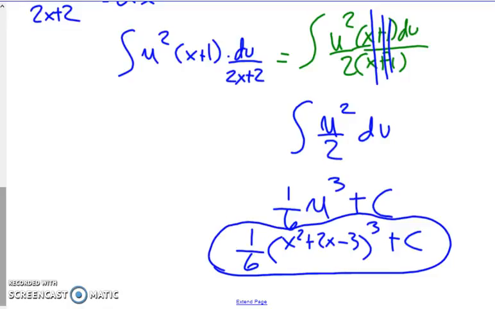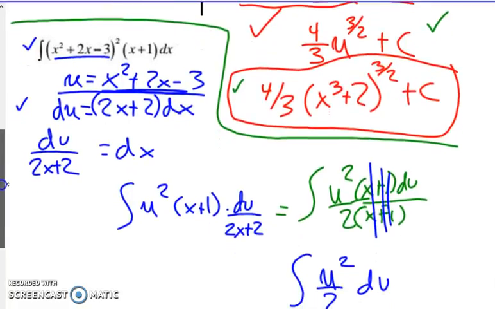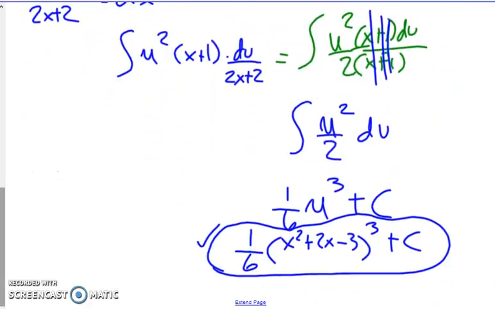Again, we're taking the antiderivative. We're taking the indefinite integral. So you could always check this answer by taking the derivative and seeing that you end up with what you started with up here. Might be factored a little bit different, but that is true. Okay?